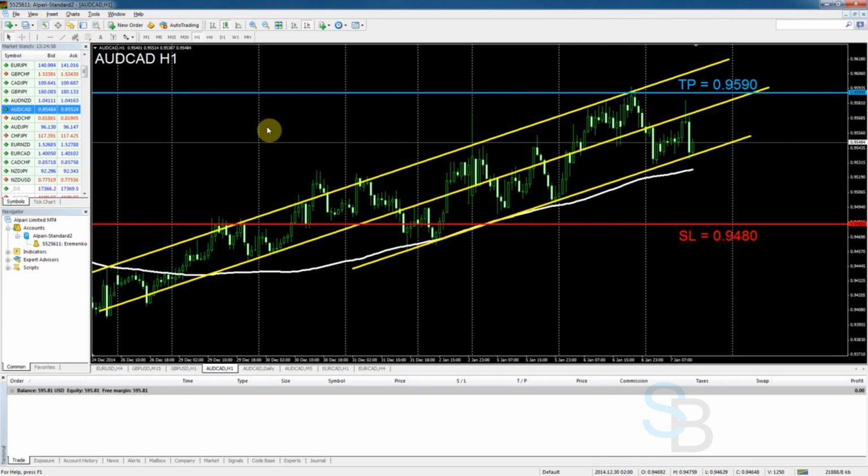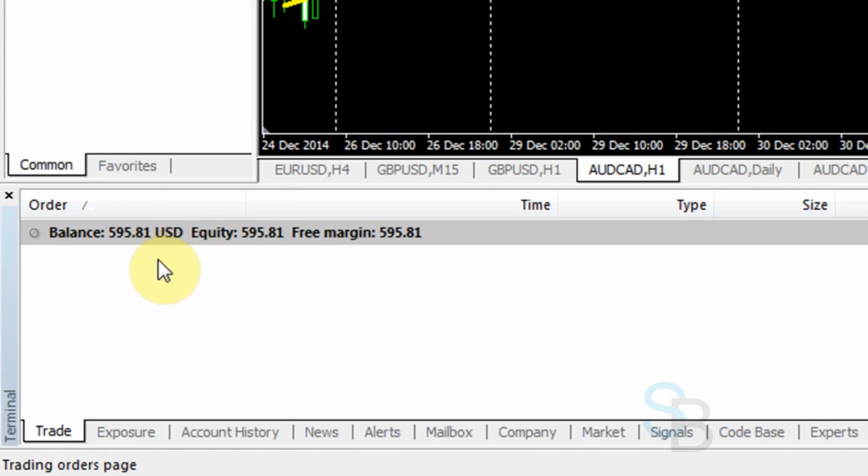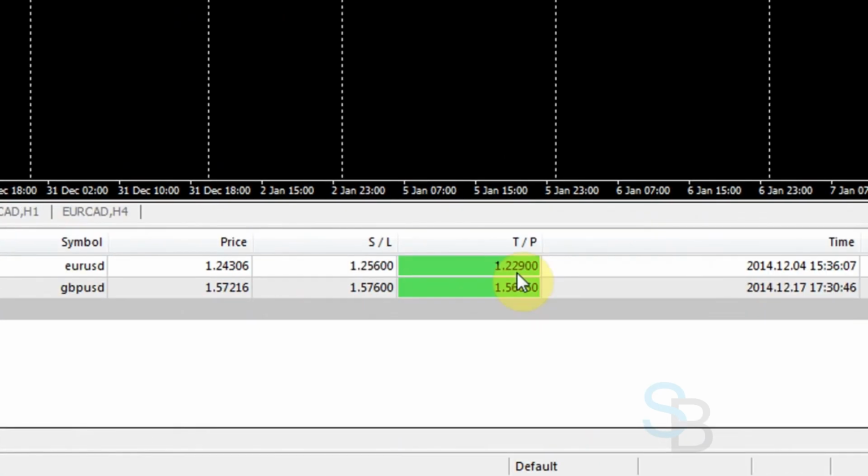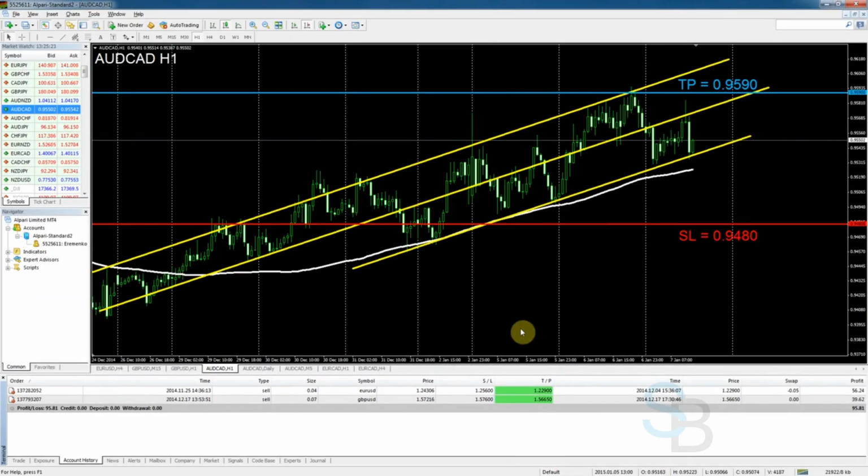So I think this will be a good example to illustrate what other currency pairs there are that don't involve the American dollar. So as you can see on this account, we already now have $595.81. If we go to the account's history, we can see our two profitable trades from previously. And what we're going to do today is we're going to conduct our third.